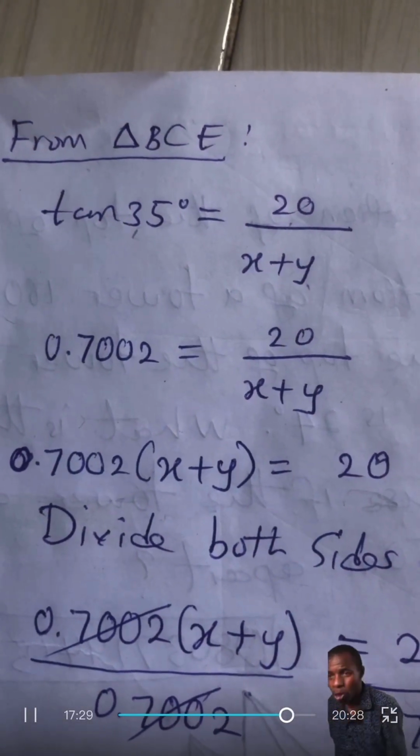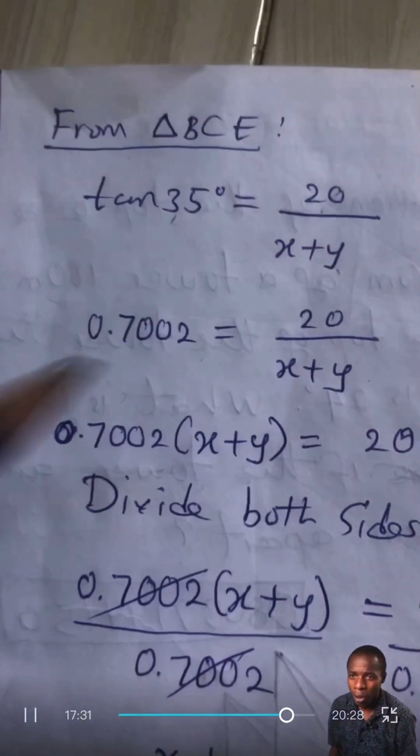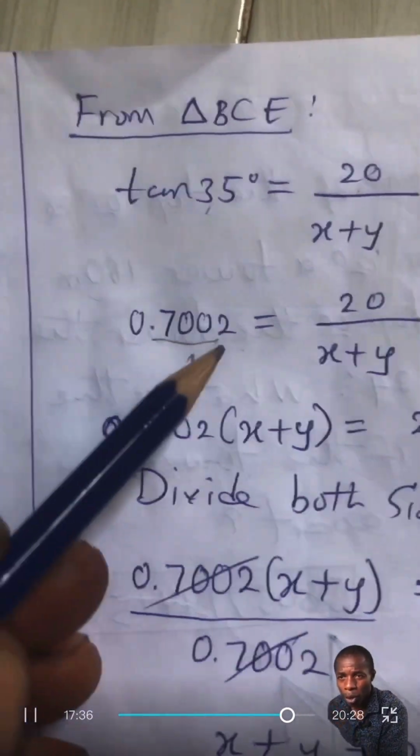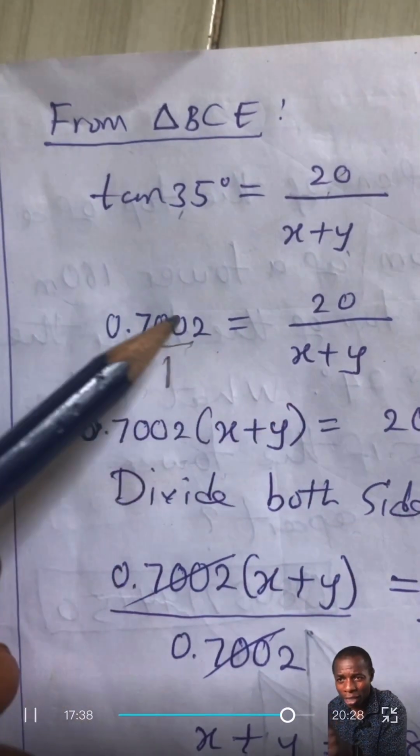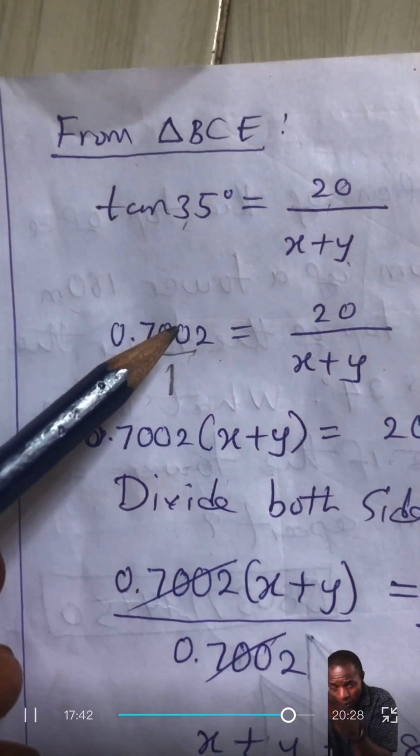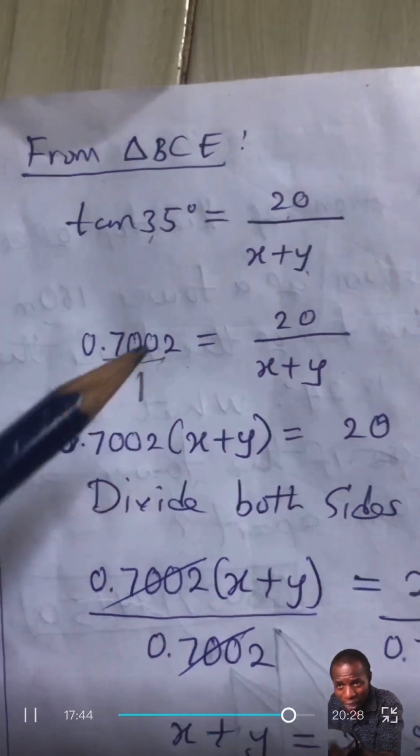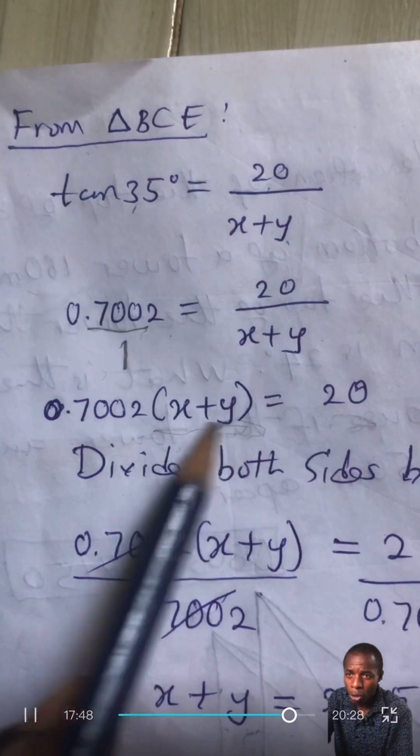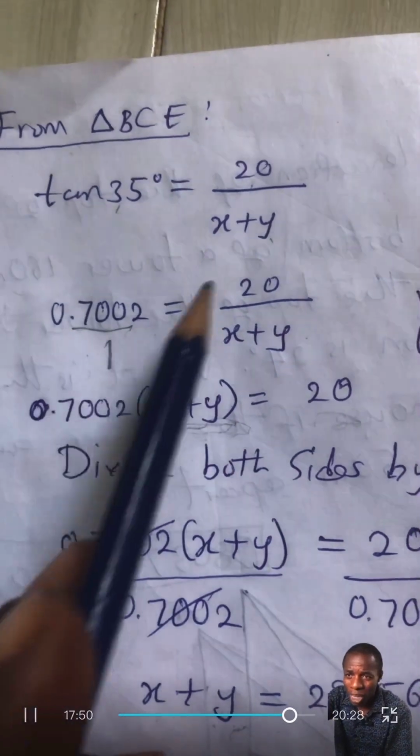So what you do, you cross multiply. Okay, so in that case, that 0.7002 will be multiplied by x plus y. Since we have two terms here, you put those two terms in the bracket, meaning what you have outside the bracket multiplies the two things we have inside the bracket. So it's equal to 1 multiplied by 20, that gives us 20.